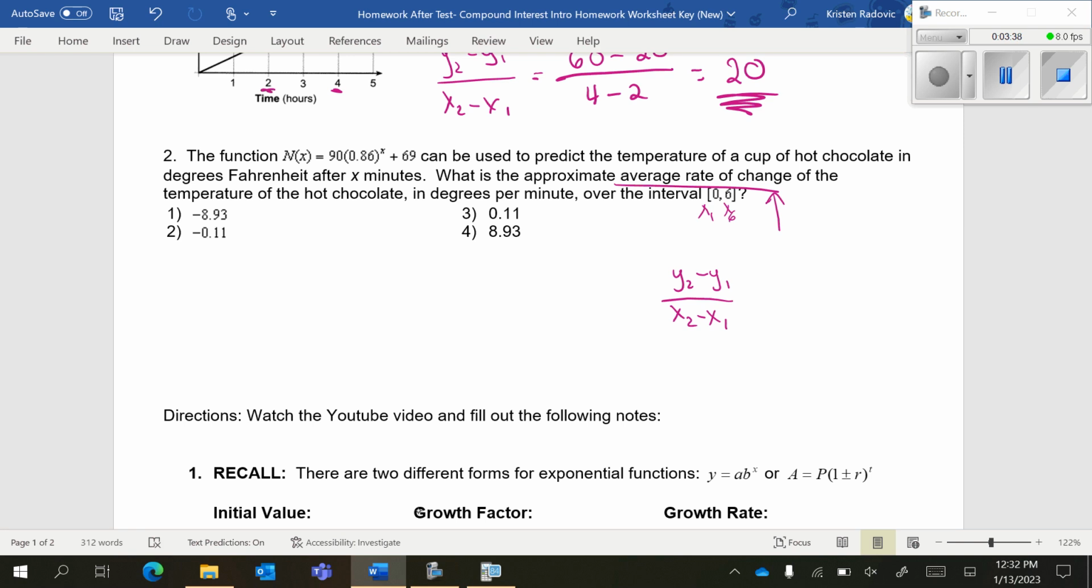Before you actually try to get this answer, look at what we're dealing with. The base is less than 1, so this is an exponential decay function. Because the function is decreasing, you're going to have a negative slope, which means you're going to have a negative average rate of change. Your answer cannot be positive because this graph is going down. In order to get the equation in your calculator, you are going to do y equals 90 times 0.86 to the x power plus 69. And we're going to put that in the calculator.